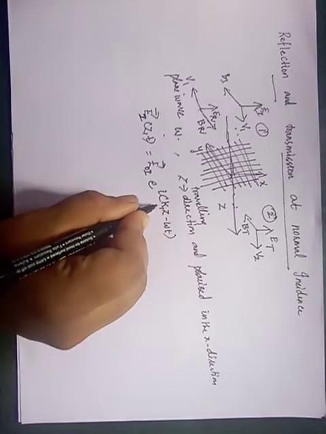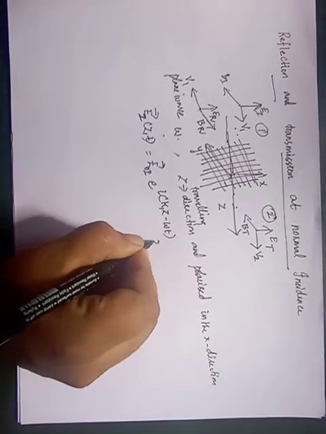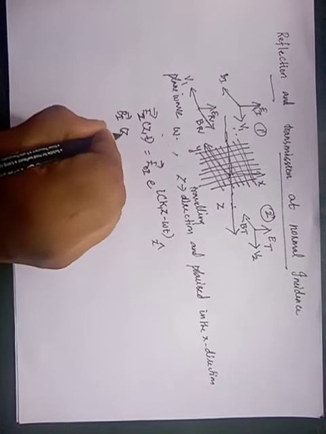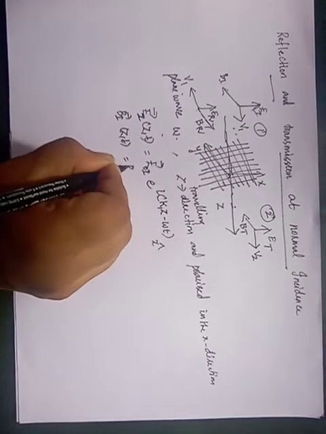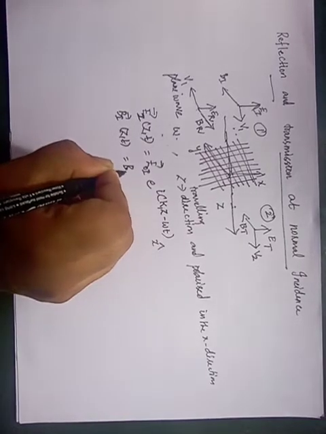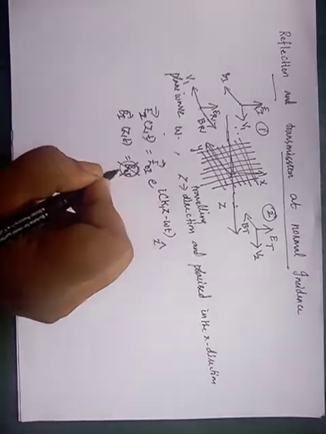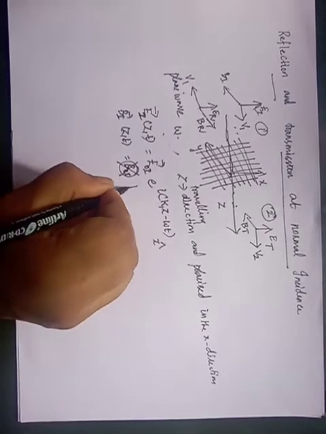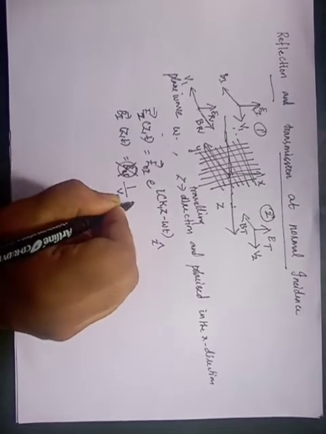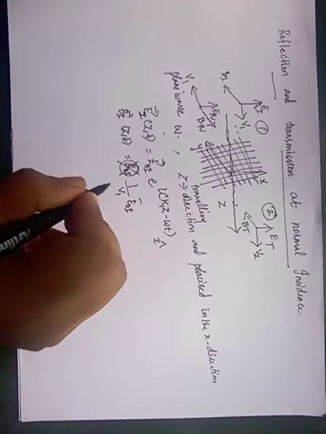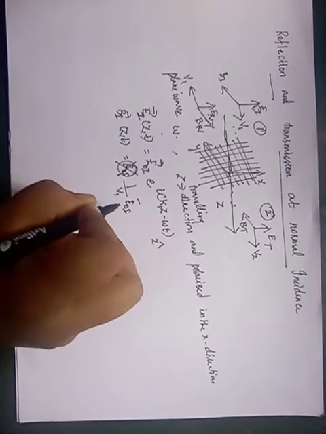Since it is medium 1, we have written k1z minus omega t into x cap. Similarly, the magnetic field B_I of z comma t is equal to B naught I. This B naught I we can write like this: instead of B naught I, we can write 1 by v1 into E naught I. I have already seen that B naught is nothing but 1 by c into E naught.